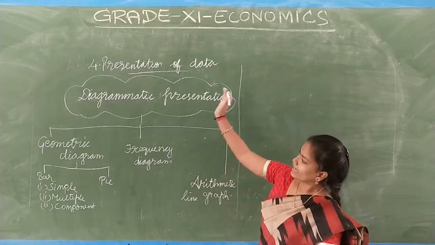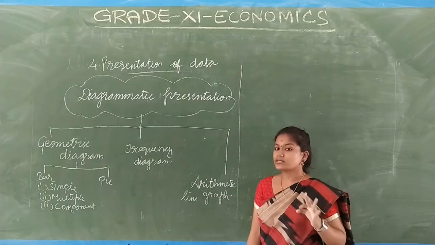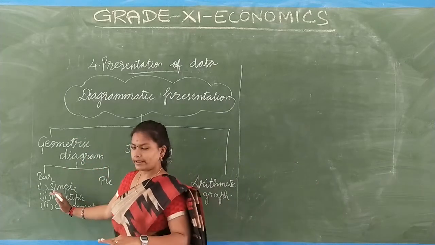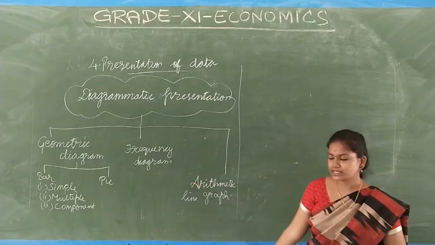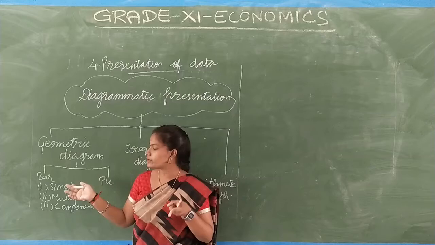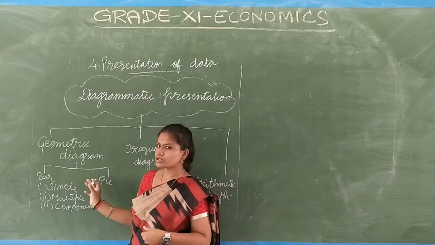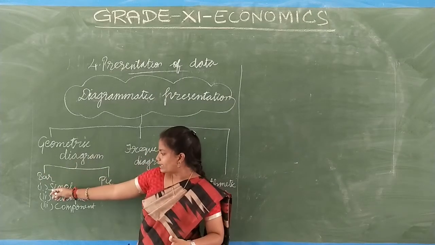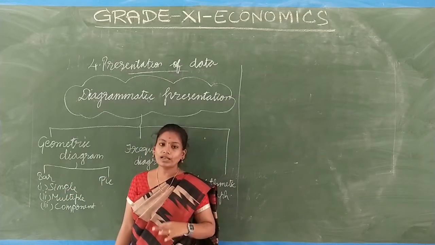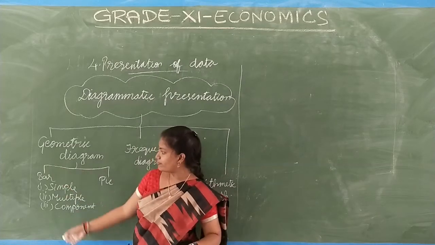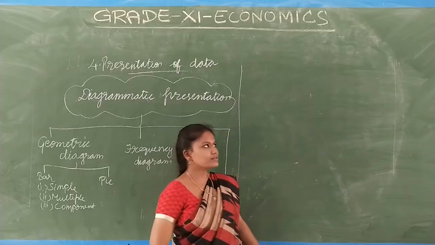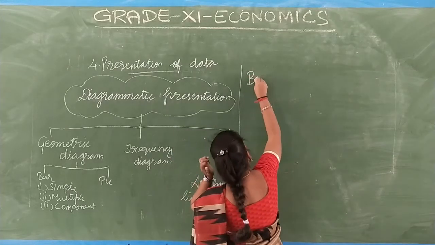Okay, this diagrammatic presentation is the third way of presenting your data, and we have three kinds of diagrams here. One is the geometric diagram, frequency diagram, and arithmetic line graph. First, we are going to discuss the geometric diagram, in which we have two types of diagram. One is called the bar diagram, another one is called the pie diagram, pie chart. In bar diagram, we are going to discuss simple bar diagram, multiple bar diagram, and component bar diagram. Okay, in bar diagram we have three different categories. First, we are going to talk about the simple bar diagram. Okay, we are going to discuss bar diagram.